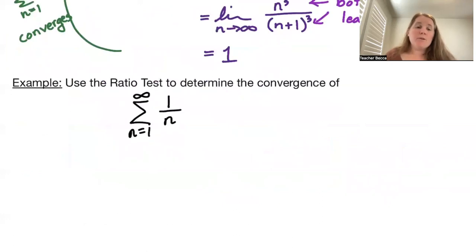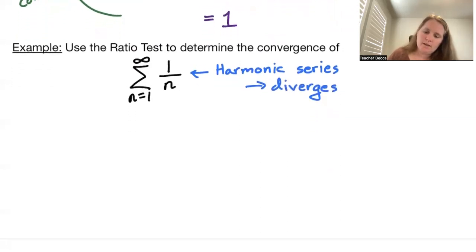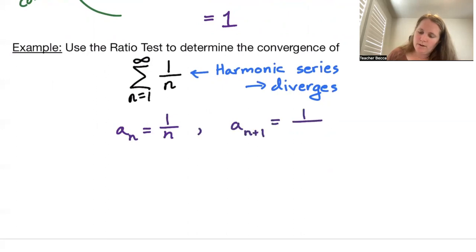So the sum from n equals 1 to infinity of 1 over n. This is our harmonic series. We know that this diverges. And let's see what happens with the ratio test. So for the ratio test, we have a sub n is 1 over n. We have a sub n plus 1 is 1 over n plus 1.